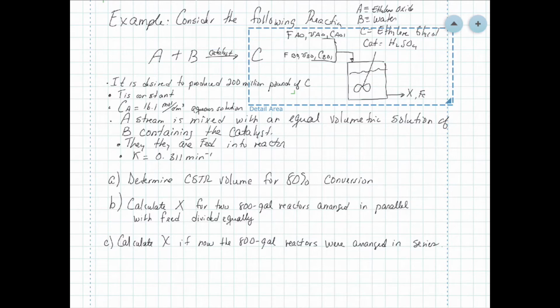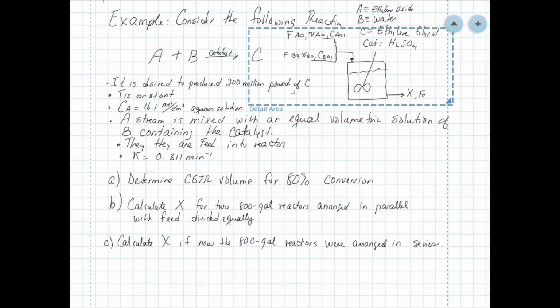So we have a system where we have two flows of the reactants. One flow contains the ethylene oxide in an aqueous solution, and then you have a flow containing the water mixed with the catalyst. In this case, the catalyst is soluble in water. It is the sulfuric acid.